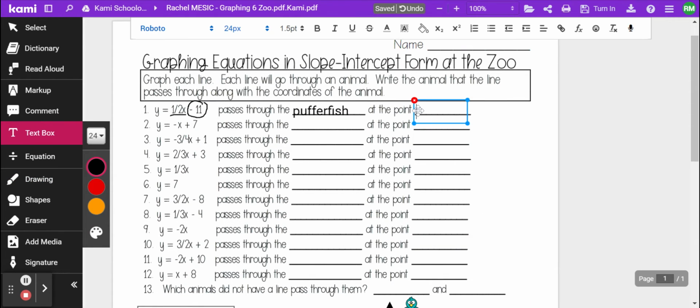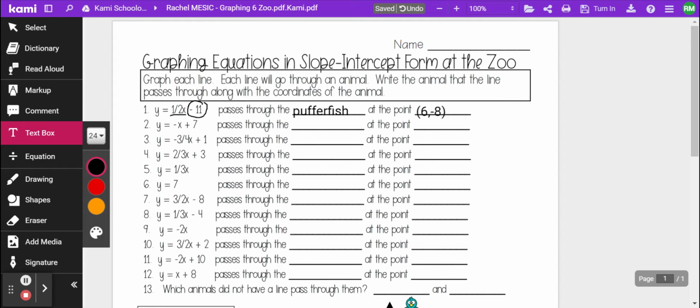And for the coordinates, you have parentheses, how much you go over, where you take the elevator to, and your parentheses. All right, let's try another one.